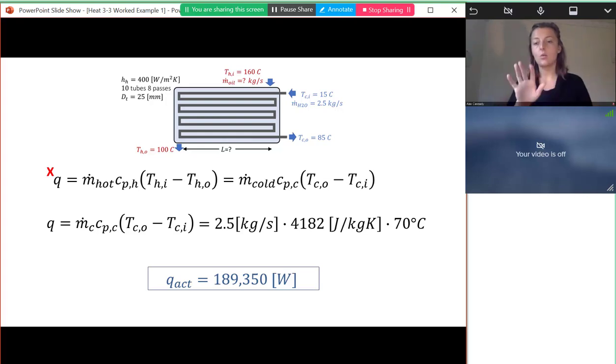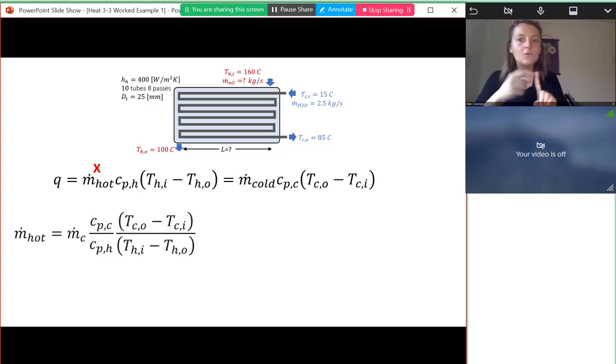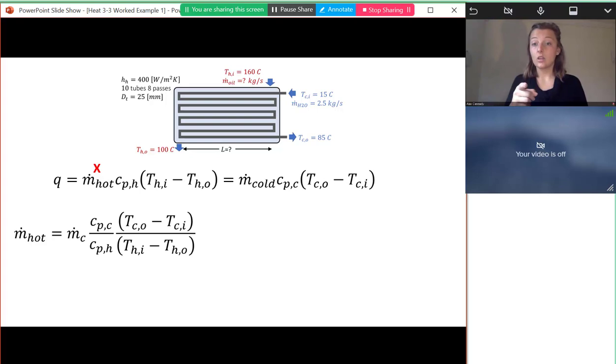I know that all the heat that gets accepted on my cold side has to have been lost by my hot side. So now if I take the same value of heat, I can find stuff on the hot side because the only thing here I don't know is my mass flow rate on my hot side. When I do a problem like this, I like to set my problem up as, so here I'm trying to find the hot mass flow rate.